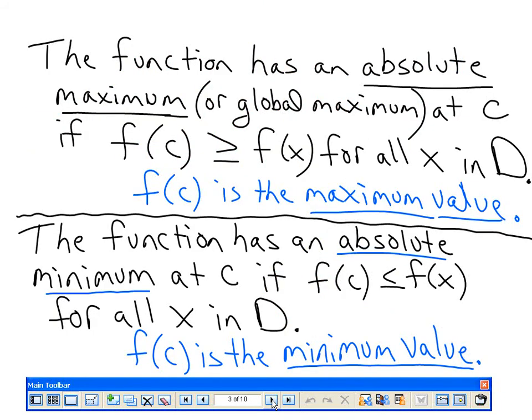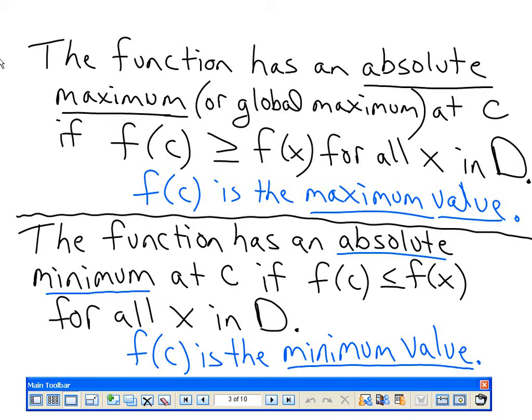I want to actually define a couple things. So first of all, the function f has an absolute maximum or global maximum at c if f of c is greater than or equal to f of x for all x in D. f of c is the maximum value. So what we're saying is that this is definitely going to be bigger than all of the other y coordinates. So it's called a global maximum, or a lot of times we say an absolute maximum.